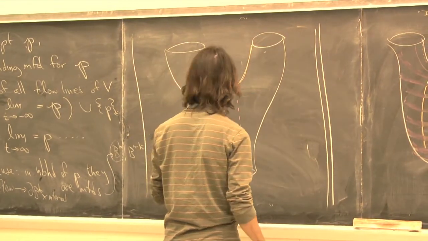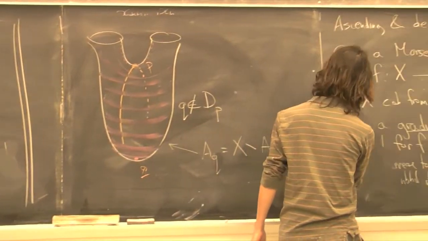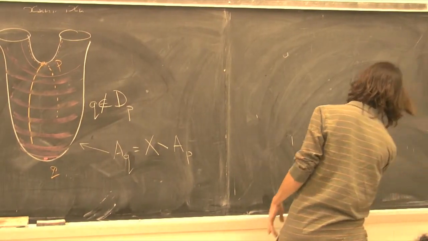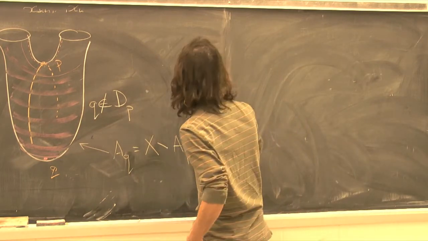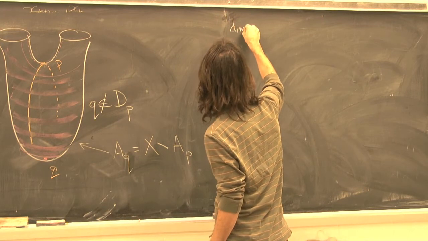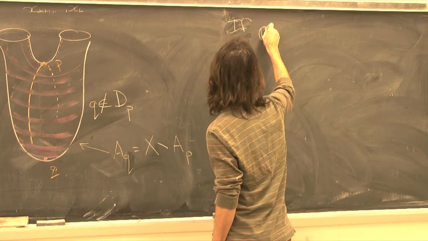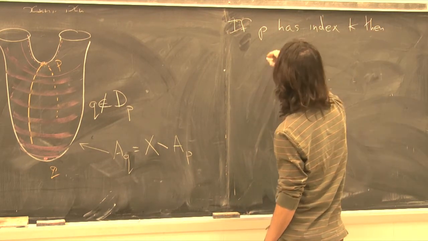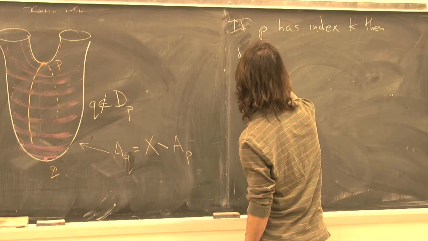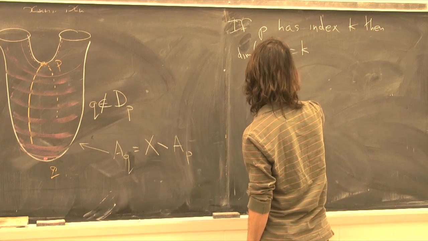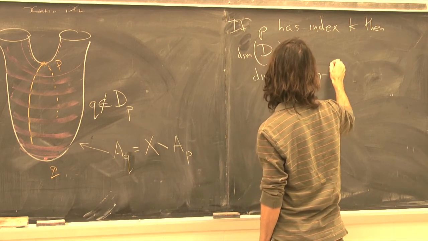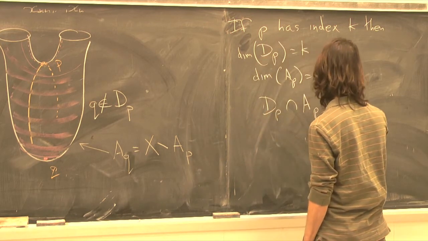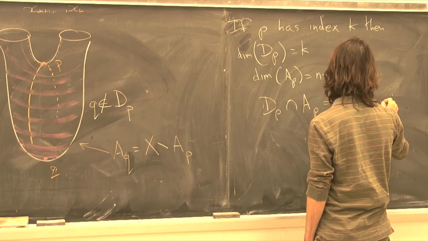And actually, if you think carefully about it, you can show that it's always of the right dimension. So let's write down the dimensions exactly. I sort of implied that, but just to write it down. These are submanifolds, and if P has index k, then the dimension of the descending manifold for P is k, and the dimension of the ascending manifold for P is n minus k, and D_P and A_P intersect transversely at one point, which is P.